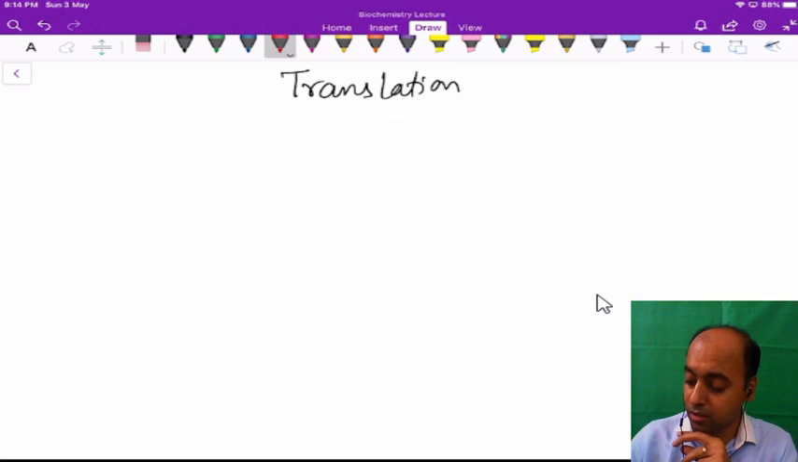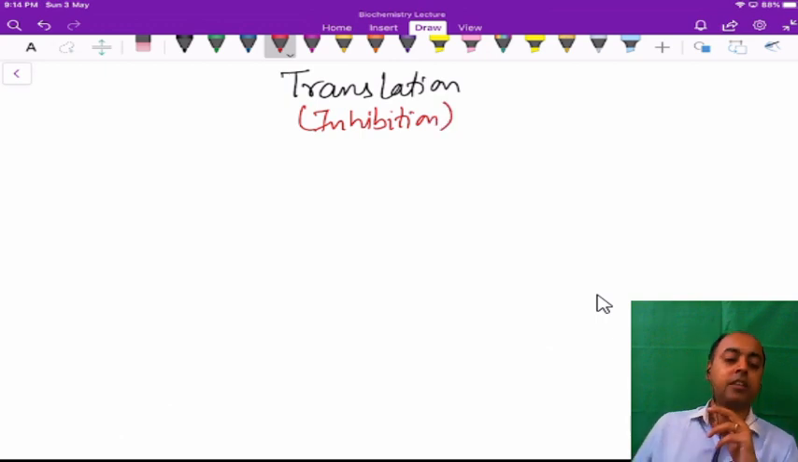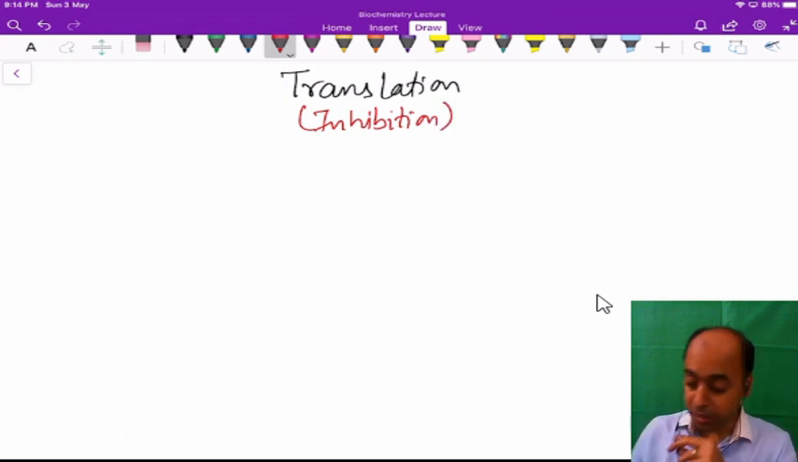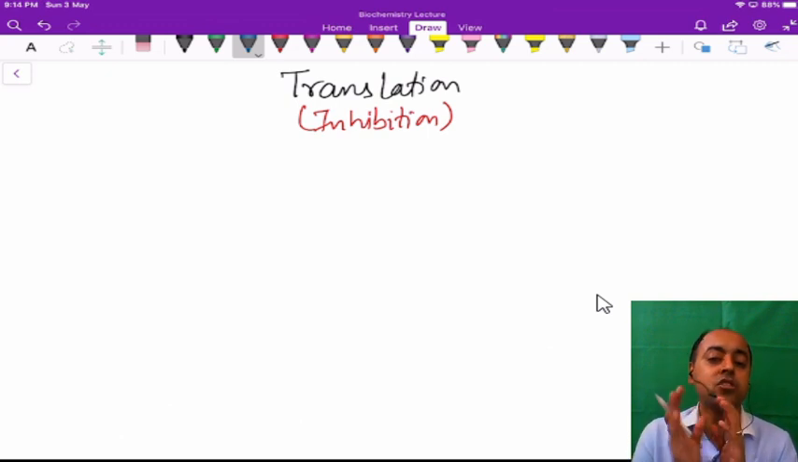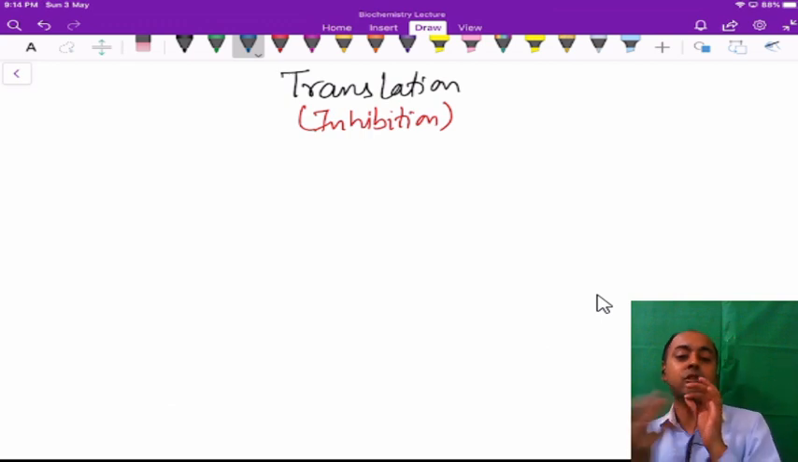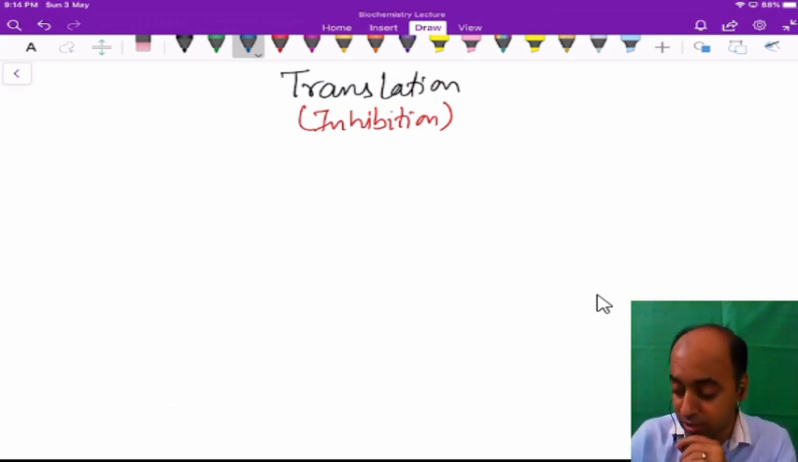The translation can also be inhibited by various molecules, just like replication and transcription can be inhibited. Now please note, in eukaryotes and prokaryotes, the structures participating in translation are different. Therefore, different molecules are able to act on eukaryotes and prokaryotes. We rarely have a molecule which is able to act on both. Very few examples are there. We'll see one of them.